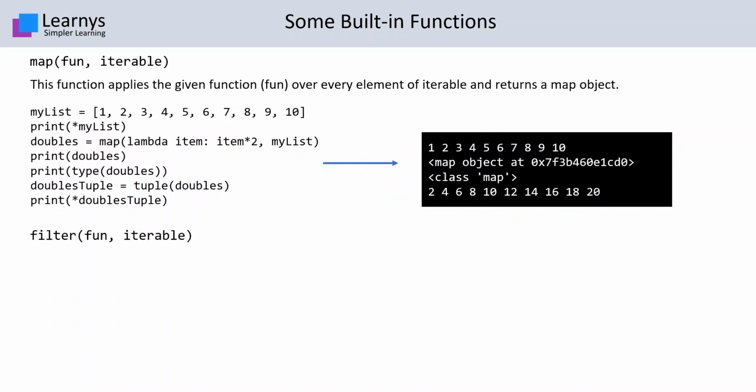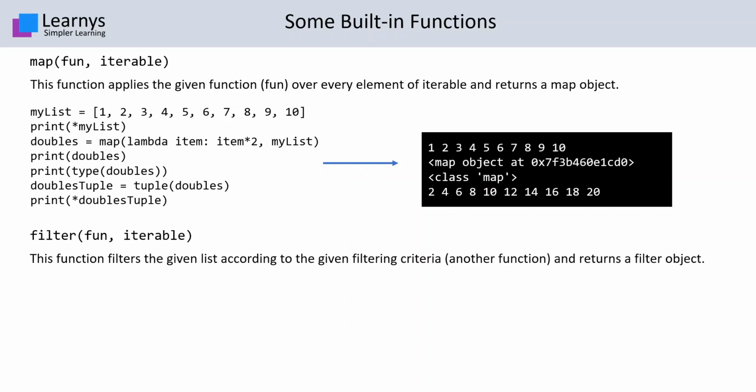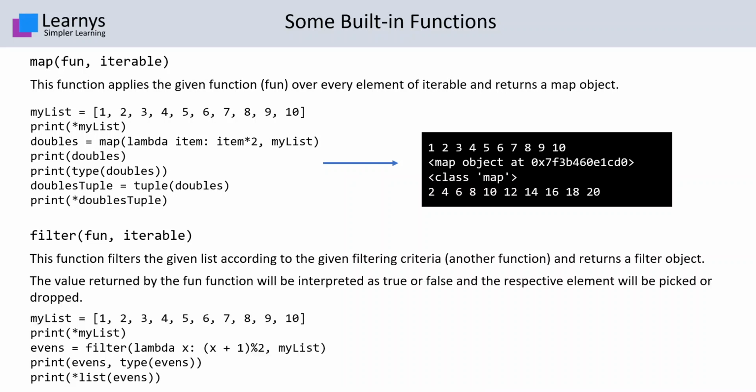The next is the filter function. This function filters the given list according to the given filtering criteria, which is obviously another function. And then it returns a filter object. The value returned by the fun function will be interpreted as true or false and the respective element will be picked or dropped. The filter objects are also iterable. They can be converted into list and tuples by making use of the respective class constructor. The use of filter function also avoids loops through every element of the iterable.